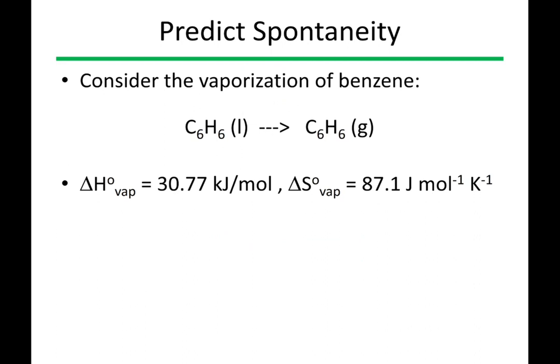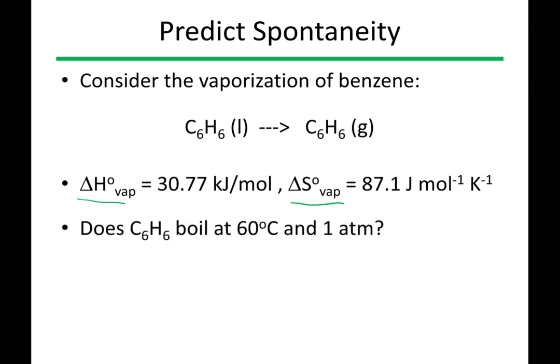So let's look at this in practice. Let's consider the vaporization of benzene. So we have the heat of vaporization and the entropy of vaporization, and we want to know, will benzene boil at 60 degrees Celsius and 1 atmosphere?